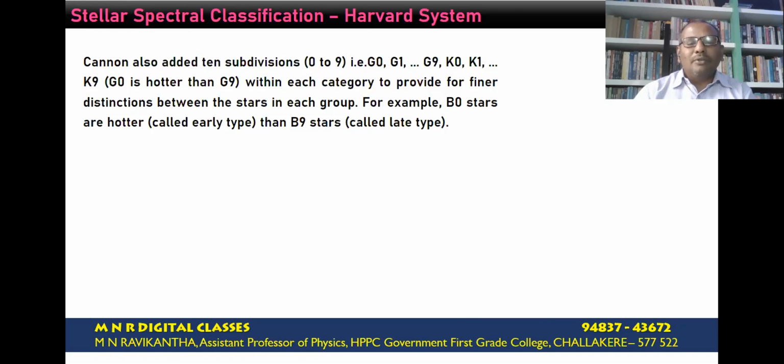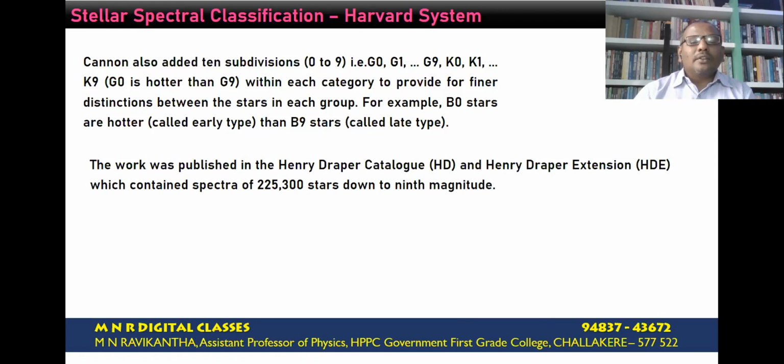For example, B0 stars are hotter and are called early type stars, and B9 stars are cooler and are called late type stars. The work was published in the Henry Draper Catalog and Henry Draper Extension, which contained the spectra of over 225,300 stars down to the 9th magnitude scale.